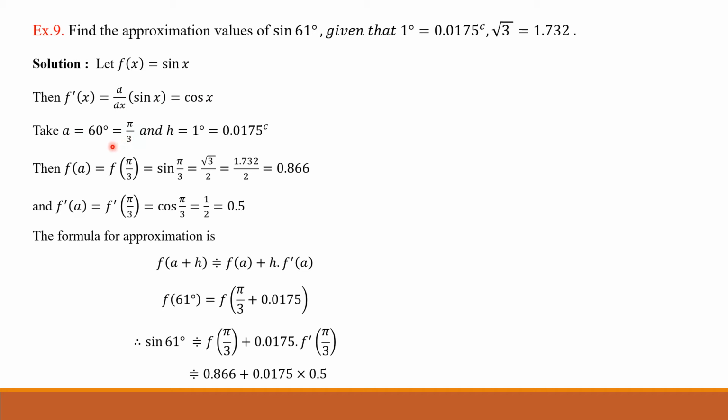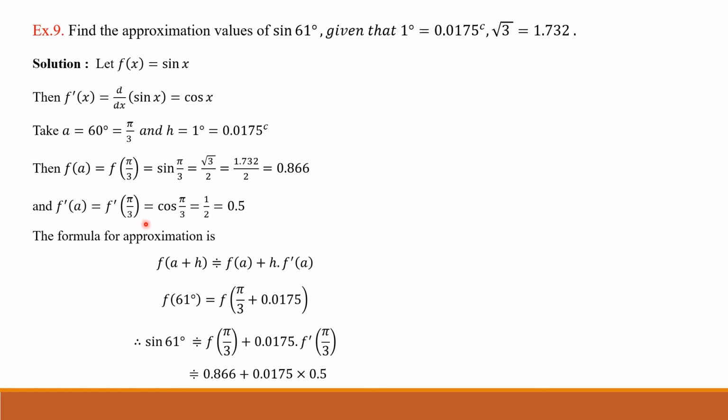Hence, A equal to 60 degree in radian, pi by 3. h equal to 1 degree. We know that 1 degree is 0.0175 radian. Find the value of f of pi by 3 and f dash of pi by 3. Therefore, f of A equal to f of pi by 3 equal to sine of pi by 3. Sine pi by 3 means 60 degree. Value of sine 60 is root 3 divided by 2. Value of root 3 is 1.732 divided by 2. Simplifying, we get 0.866.